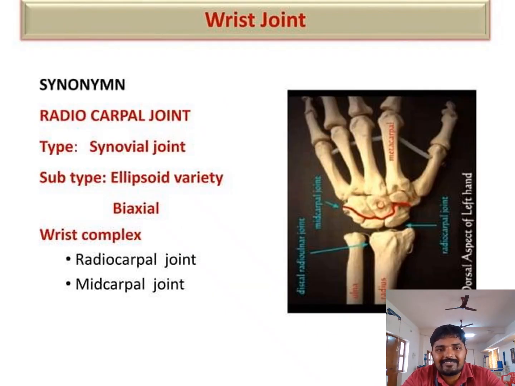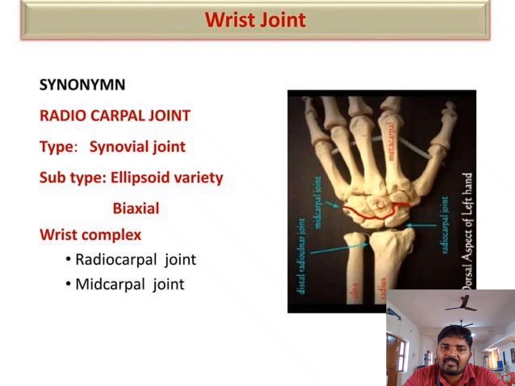Second, the wrist joint synonyms. What is the synonym? Radiocarpal joint. Wrist joints are also called radiocarpal joints. The type of joint is a synovial joint. Why is it called a synovial joint? The synovial membrane is present on the joint surface. This membrane produces synovial fluid. The synovial fluid mainly avoids friction between the two bones and acts as a shock absorber for the synovial joint surface. So the type of joint is a synovial joint.